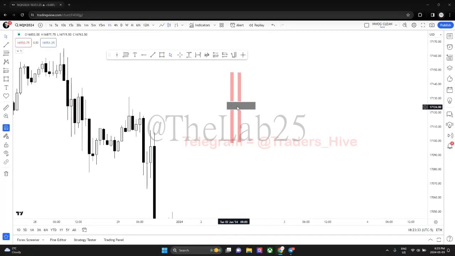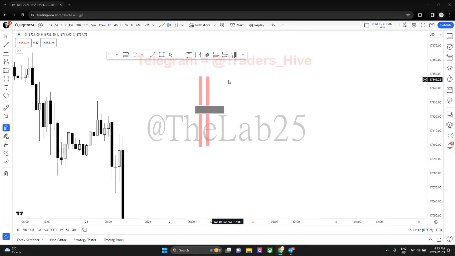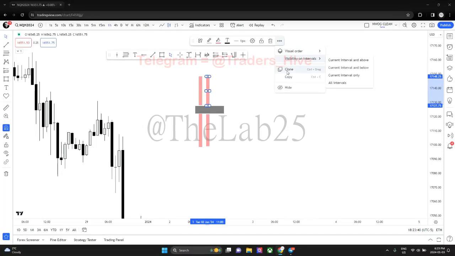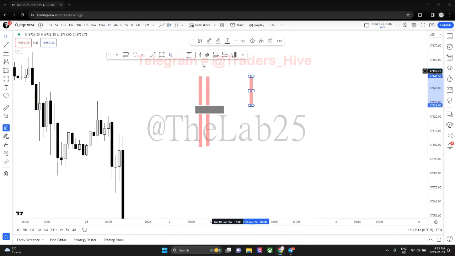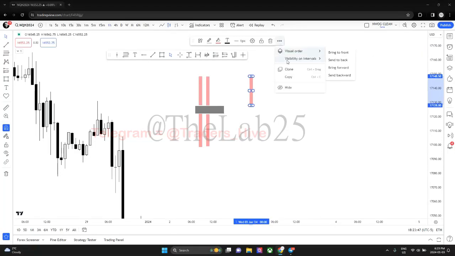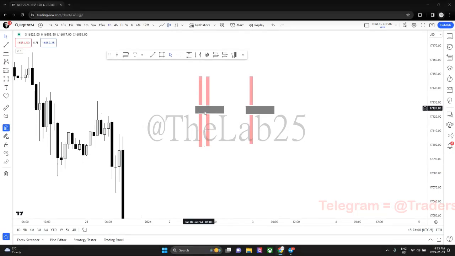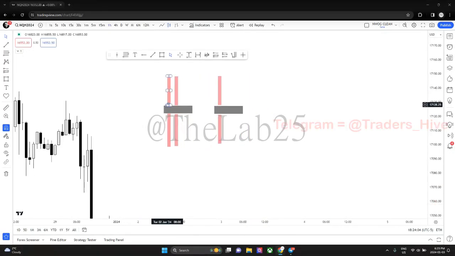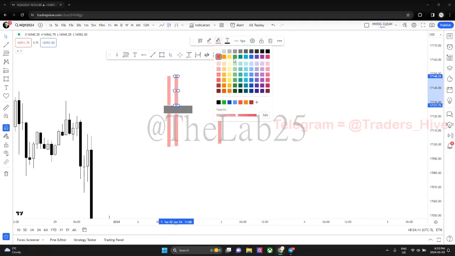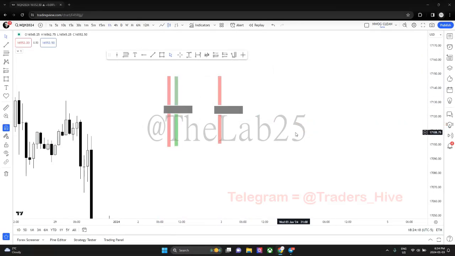You have two fair value gaps overlapping, right? This now is basically a double FVG. This right here is a regular fair value gap. See, just one. This one is two. This is one. So this is a balanced price range. Hold on, let me fix this. Okay.